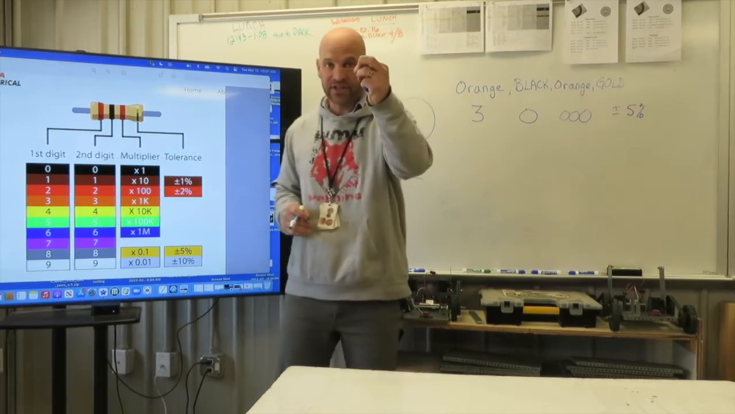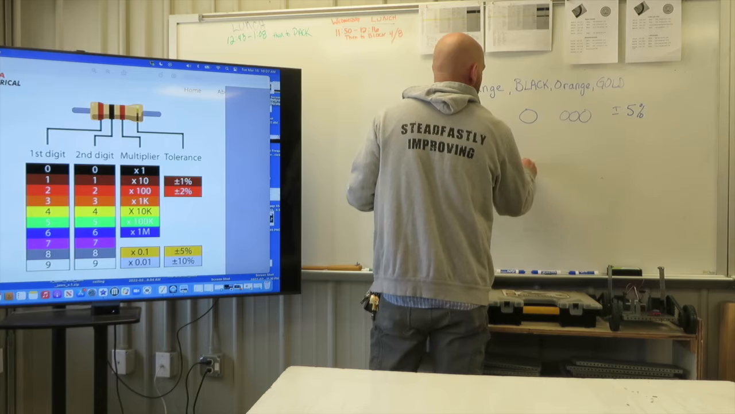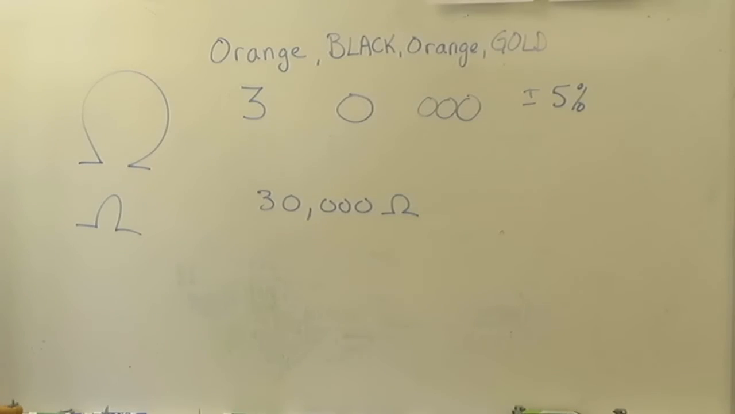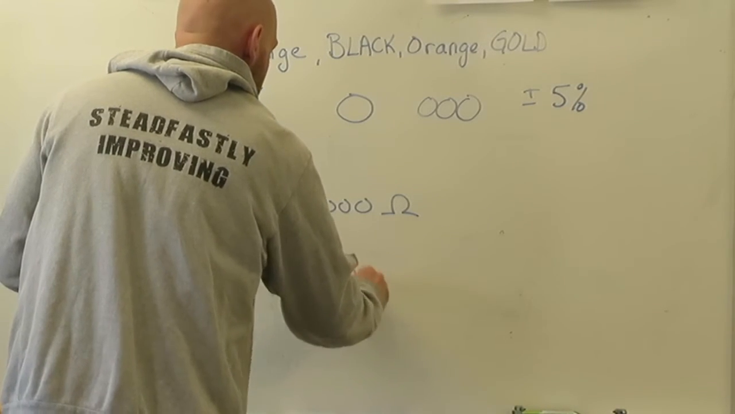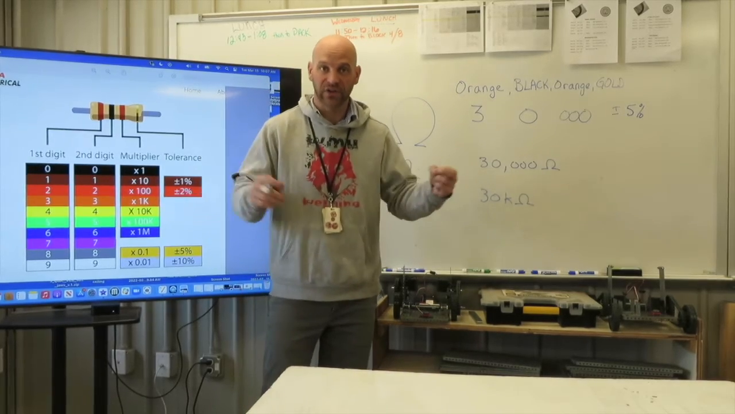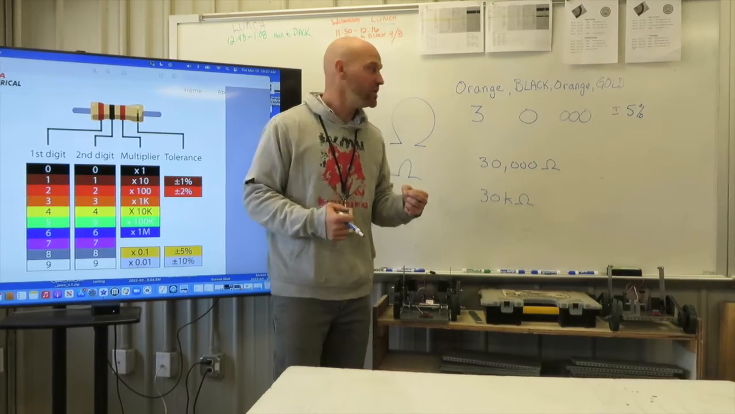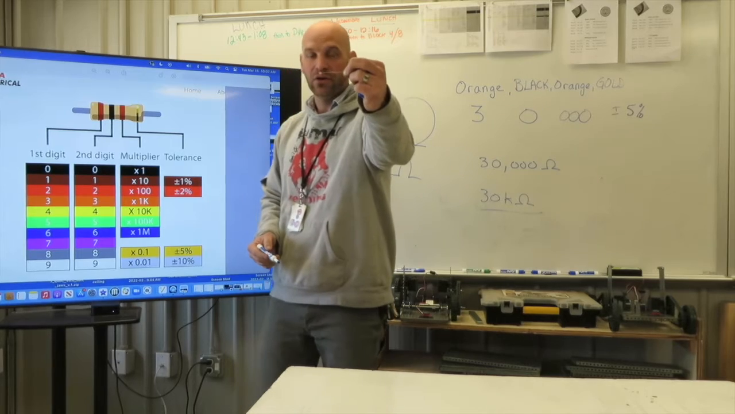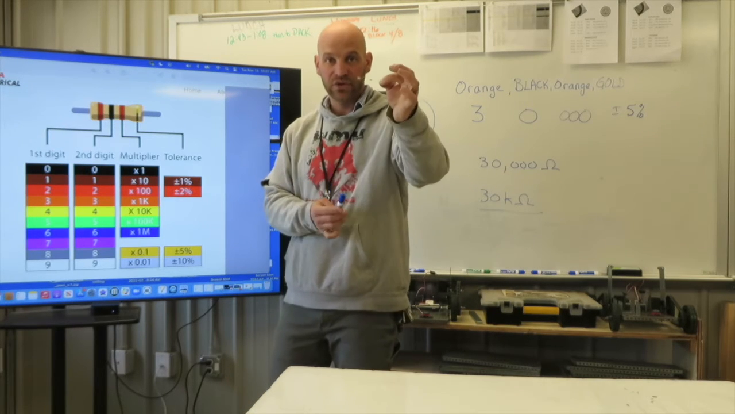So this resistor is a 30,000 ohm resistor, or commonly just referred to as a 30K resistor. Because remember, K designates 1,000, kilo, 1,000, a kilometer, 1,000 meters. So we have a 30K ohm resistor. So that's how you calculate resistors.